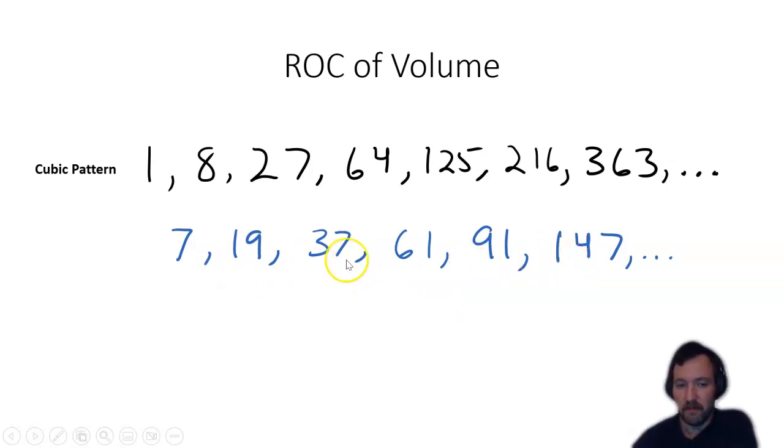Okay, well, you look at the blue numbers, you say, well, I don't quite see the pattern yet, but let me do it again. Let me take the rate of change again. So maybe these blue numbers have some nice structure to them, right? So from 7 to 19, how much does it increase by? From 19 to 37, how much does it increase by?